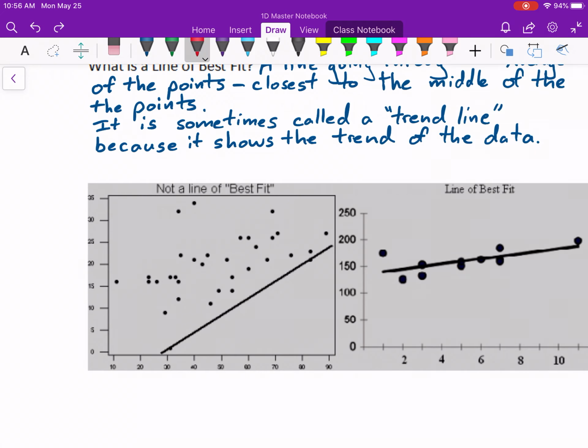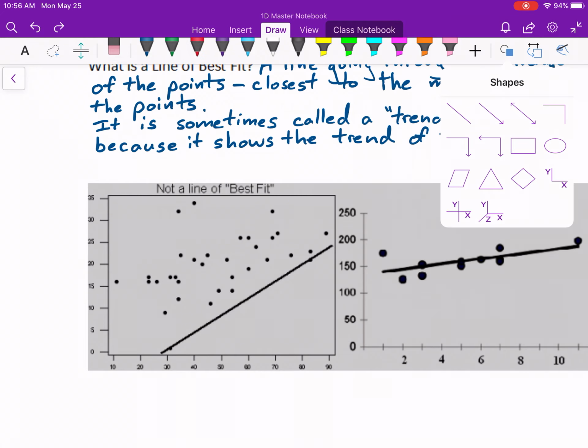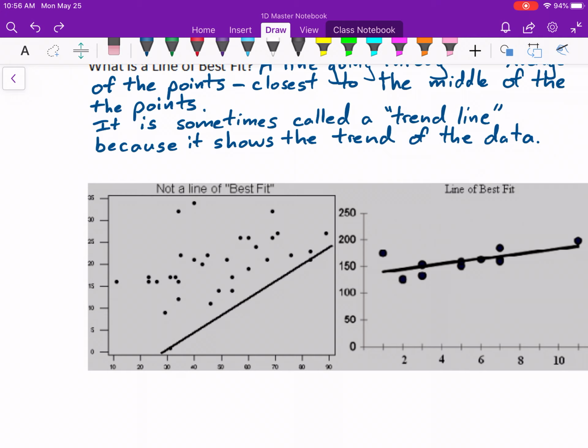Let me draw what I think my best guess at the line of best fit would be. I'd probably start it somewhere around here, around 10, and it would probably be something like this. Now, I'm just basing that on the fact that I'm estimating there's a fairly equal number of dots above the line as below the line. Also, the dots do seem to be trending upwards as I go from left to right on the graph. The dots generally seem to be going up.